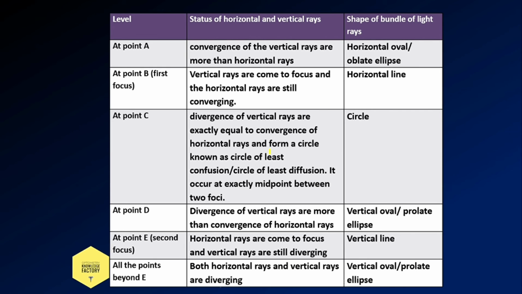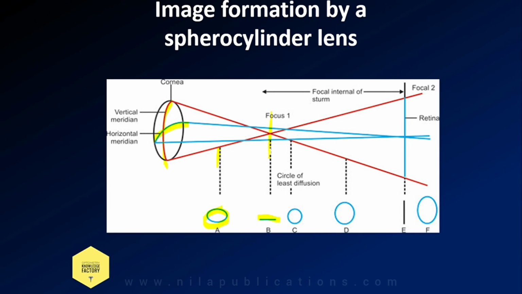At all points beyond E, both horizontal rays and vertical rays are diverging. A vertical oval is formed. This is the circle of least confusion, this is the point D, and this is the second focus. The distance between the first focus point B and the second focus point T is known as the focal interval of Sturm.